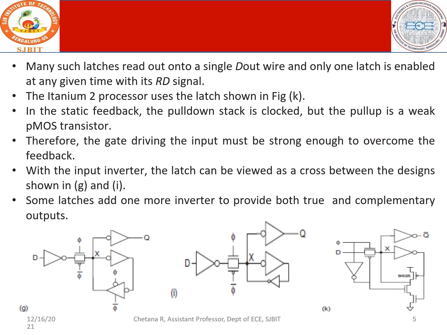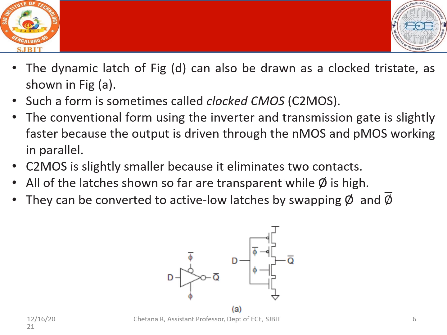Some latches add one more inverter to provide both true and complementary outputs. So one more inverter is added in order to get the correct output, and since this is complementary, this also has to be rectified. Anyhow, the latches can be designed as per the choice and the application required. Next we have another type of latch in figure D, which can also be drawn as a clocked tri-state as shown in the figure. This is almost your tri-state inverter.